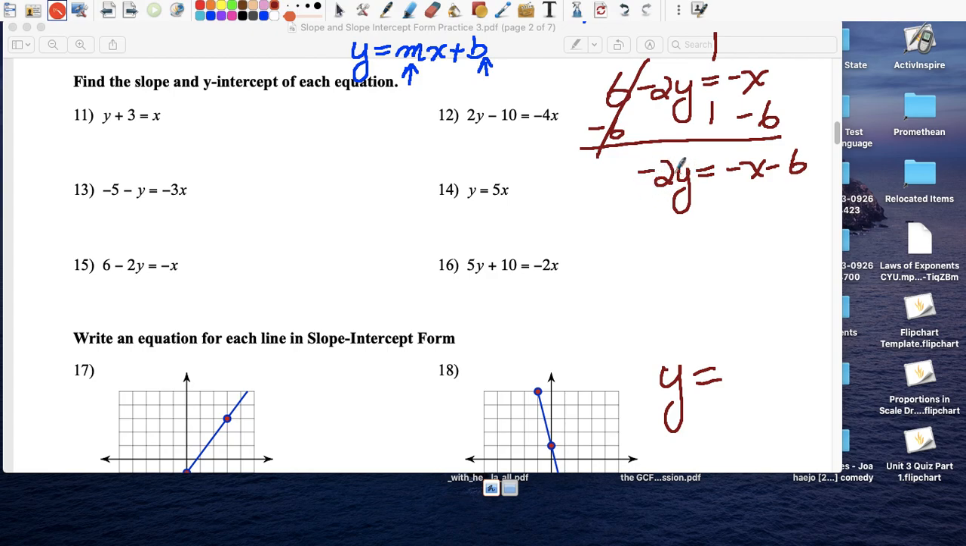How do I make this -2y look like a y? Well, let's get rid of that -2 by dividing. -2y divided by -2 is just 1, and 1 times y is just y. Now I have to divide this by -2 and this by -2. -x divided by -2: negative divided by negative is a positive, so we get, let me separate those and write it like this, half of x. And then -6 divided by -2, negative divided by negative is a positive, and we get 3. My slope is a half, and positive 3 is my y-intercept.